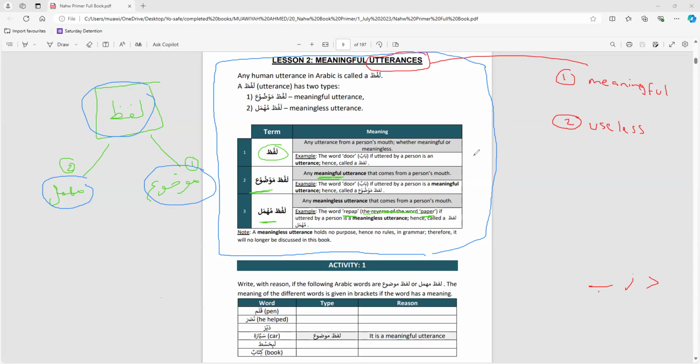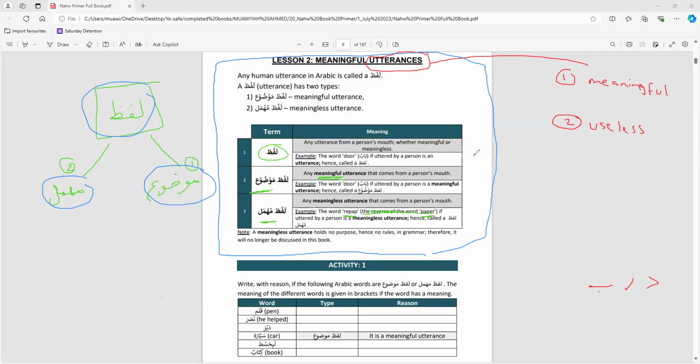Before we move on to the activity, Yahya, if you can share what you've learned so far. Like all languages, the English language and the Arabic language included, there are utterances, and utterances can either be meaningful or they can be useless. In the Arabic language, we call those utterances lafz. The term used for a meaningful utterance is lafzun mawdu'. An example of that which was given was bab, which meant door. You get something meaningful out of it. But a meaningless utterance in Arabic is termed lafzun muhmal, which means it's meaningless. An example of that was repop, which literally means nothing. You get no meaning out of it. It's completely useless. Very good.